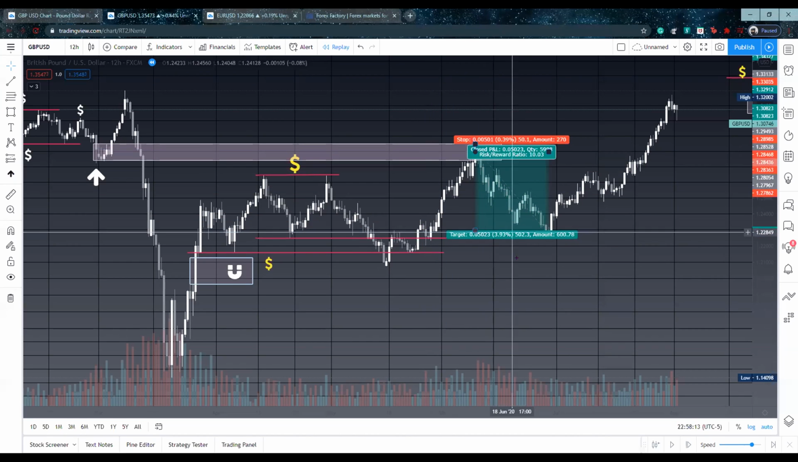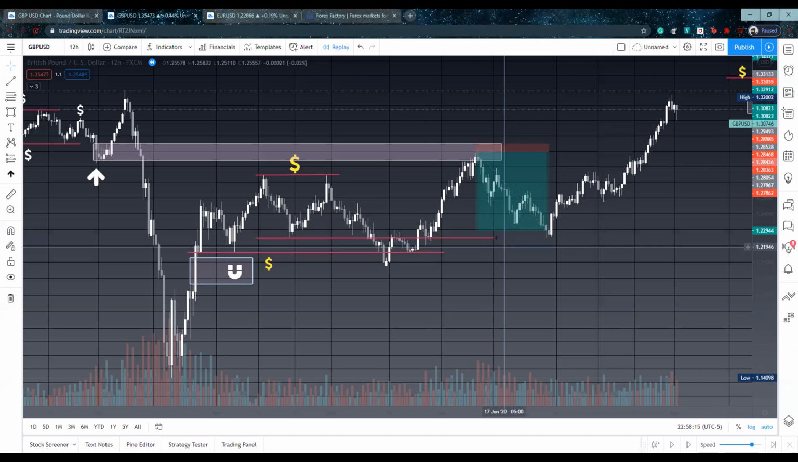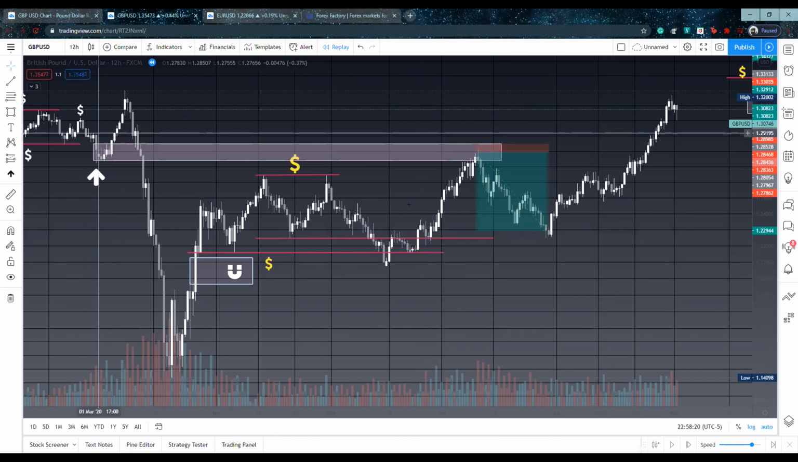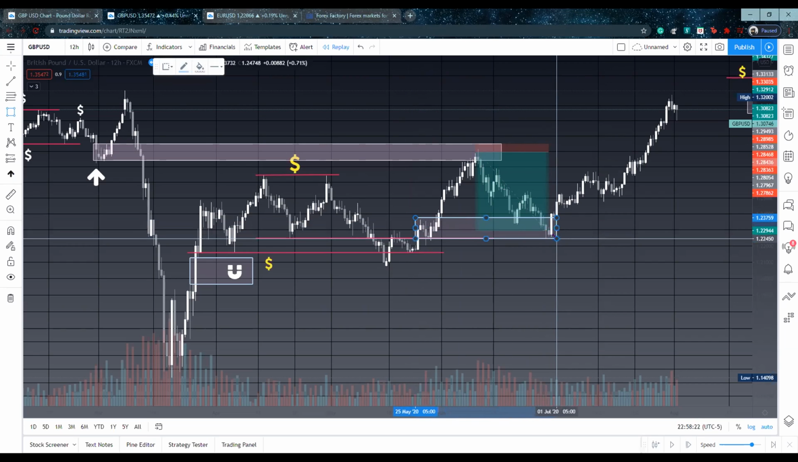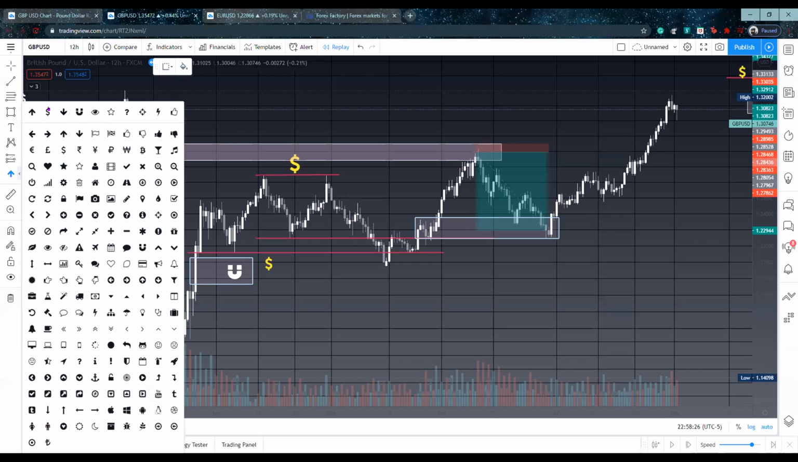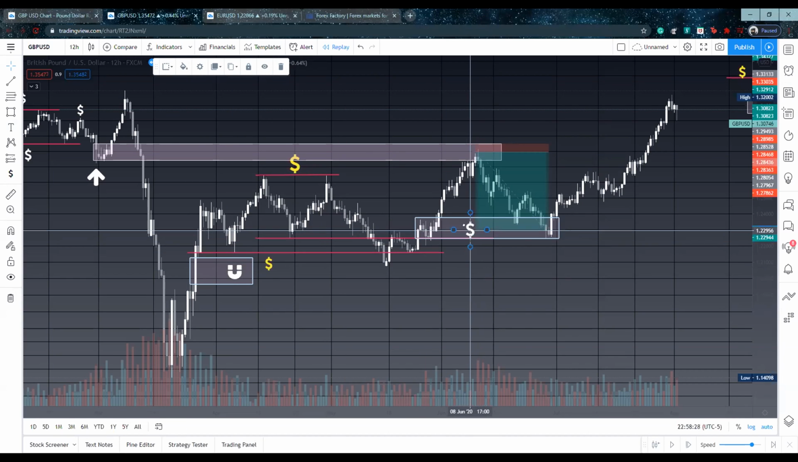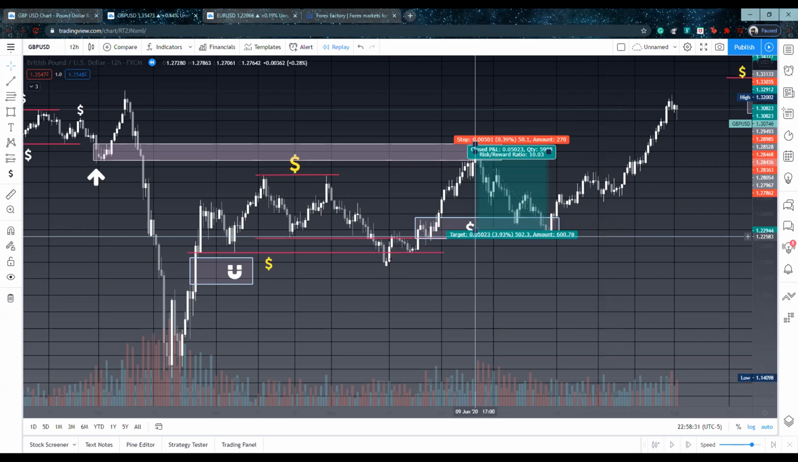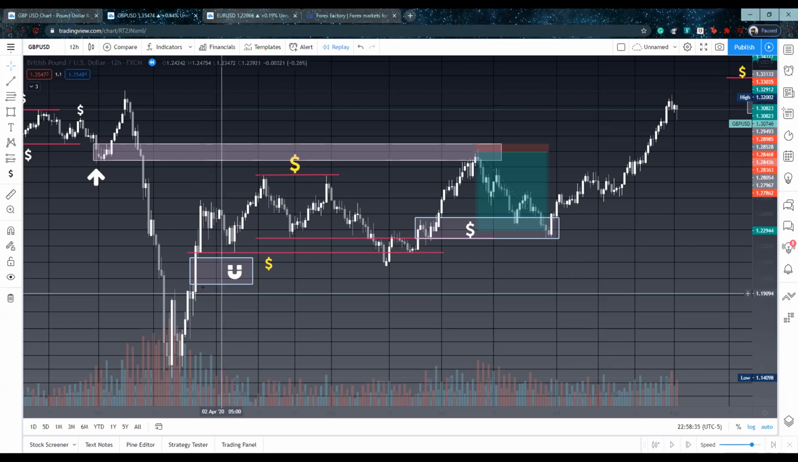Now, where's the first sell side point? The first sell side point would be right around here. So the first point of sell side liquidity would be right around that area, which happens to be our take profit. So that would be your first. This would be your second, and down here would be your third.